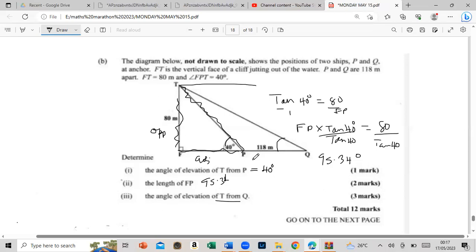Oh, I know it. We have just found this, and we're given this. So it's 95.34. We're going to look at opposite over adjacent, so we're going to use tan. We start with the opposite, which is 80. I'm just going to check in my calculator as I'm super tired.